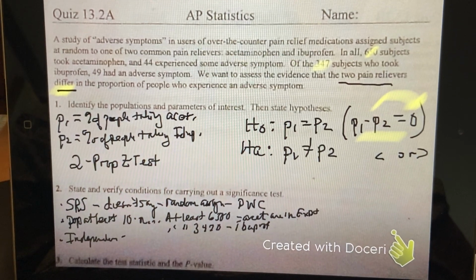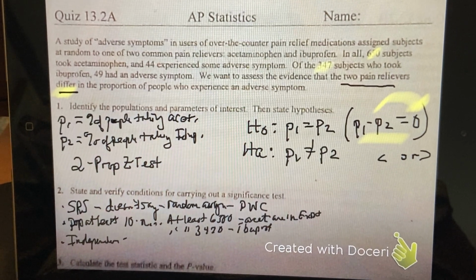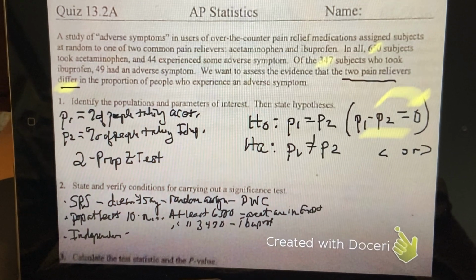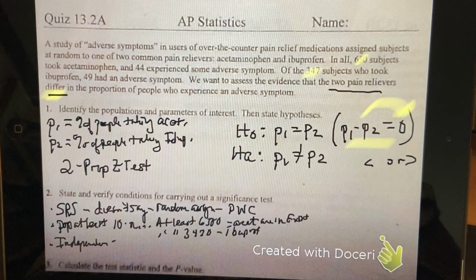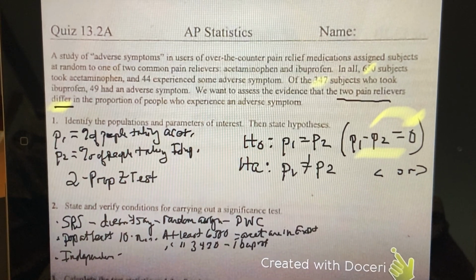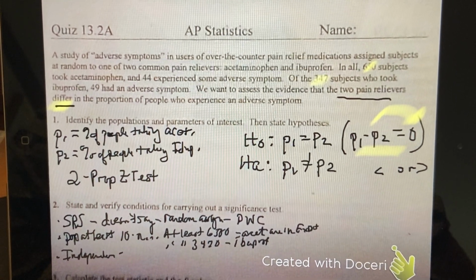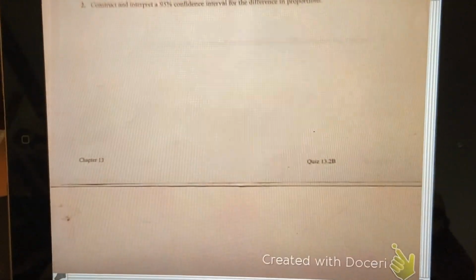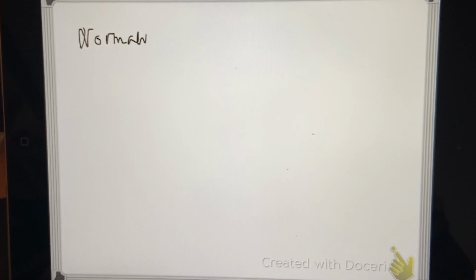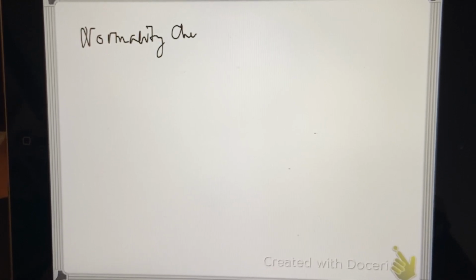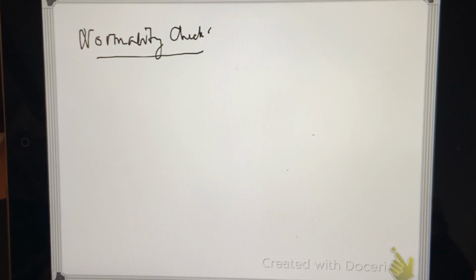But this is where we get into a little bit of writing, okay? I'm going to jump over to a blank screen and get you into the normality check, so give me a chance to get there. A little bit better room here. This is the last condition I need to check.